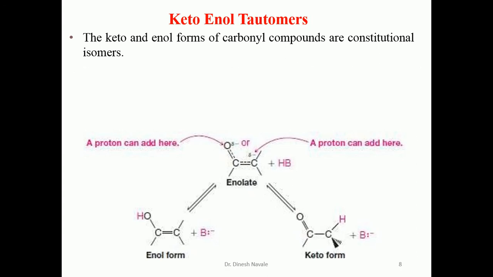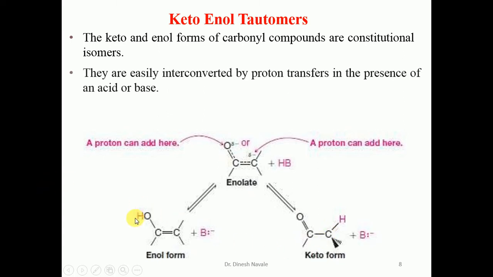That means there is only a change in the position of the groups. The carbon-oxygen double bond is converted into a carbon-carbon double bond, and this carbon-hydrogen bond breaks and forms a new O-H bond. So they are constitutional isomers. They are easily interconverted by proton transfer in the presence of acid and base.